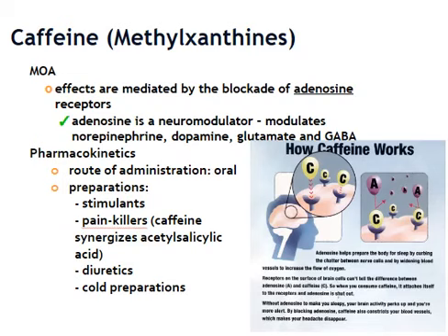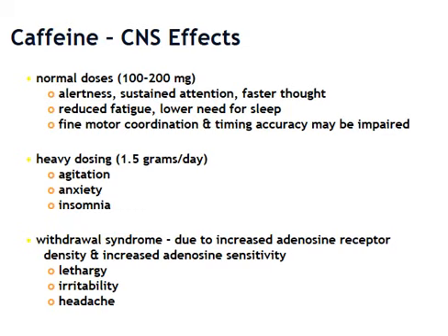From a kinetic standpoint, we typically take this drug orally, and it's also part of various preparations. You can see caffeine in certain stimulants and painkillers, because caffeine synergizes aspirin derivatives. It also can increase their absorption because there is a dopamine receptor component to caffeine within the GI system as well. And you can also see it with cold preparations and diuretics.